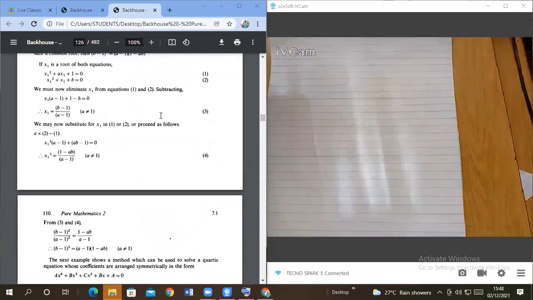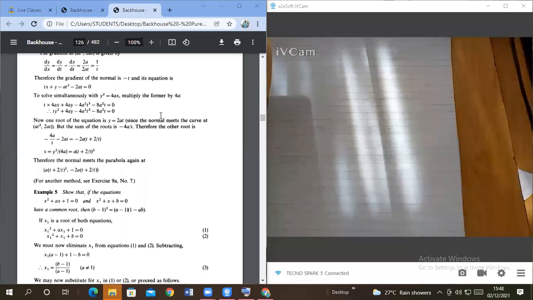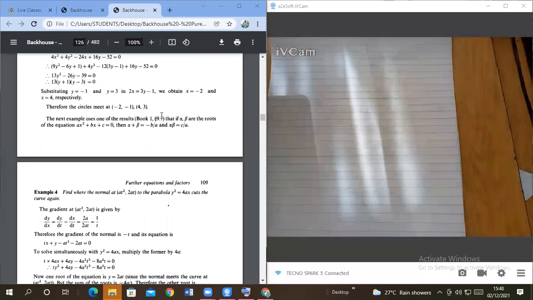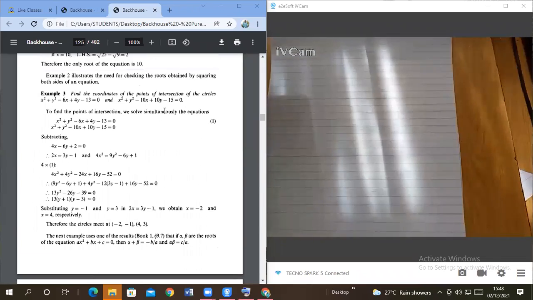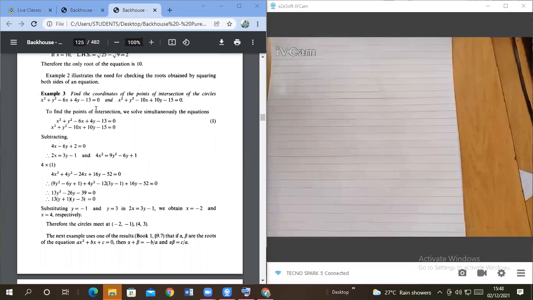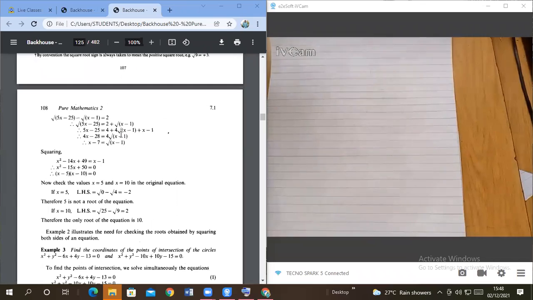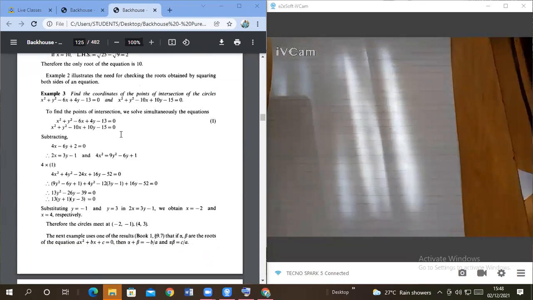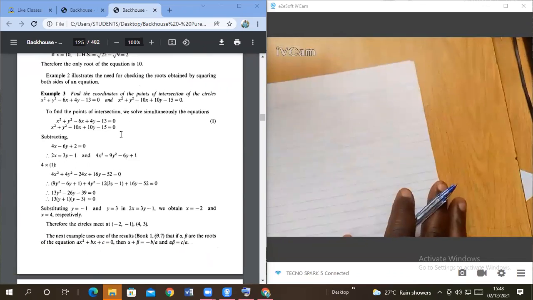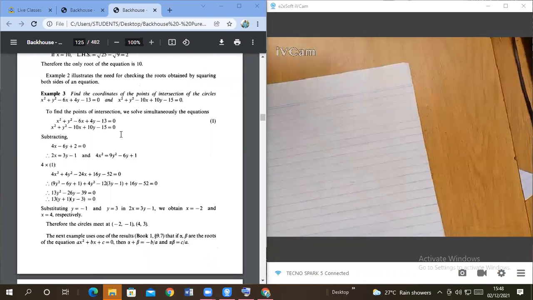Now, did you do circles? No. That shouldn't be a problem. That shouldn't be a worry because we are just dealing with equations. Even if you're not aware, they are circles. This number, are you seeing this number 3? Yes, sir. Find the coordinates of the points of intersection of the circles.